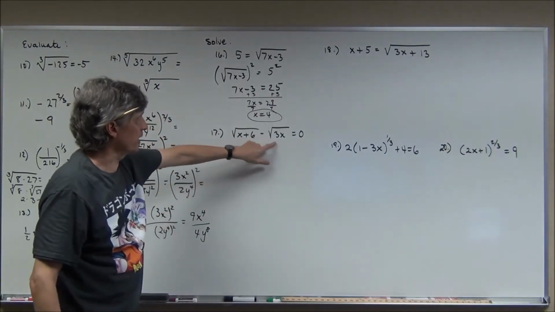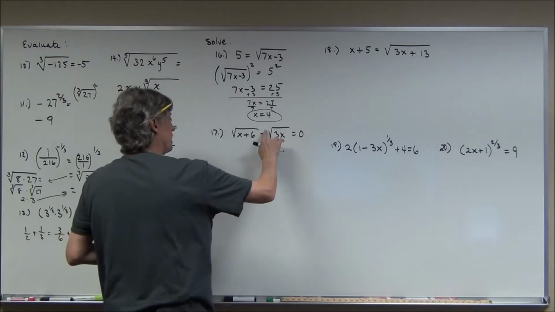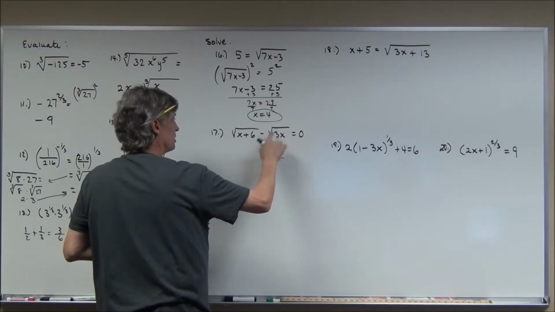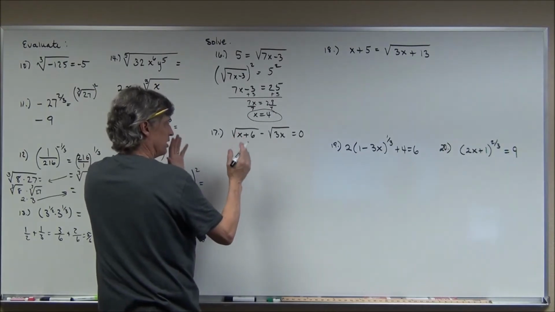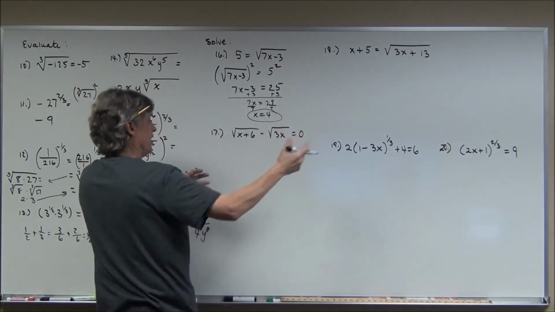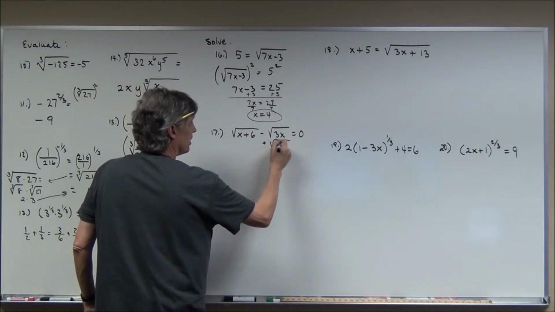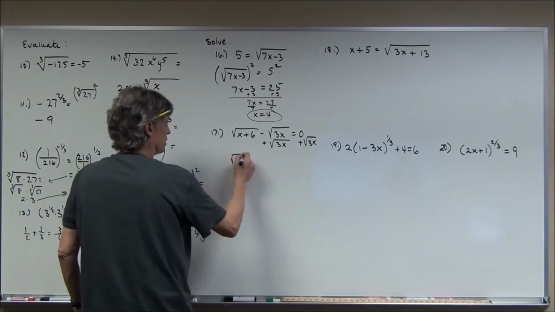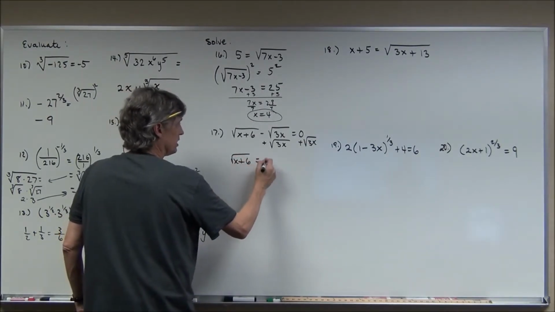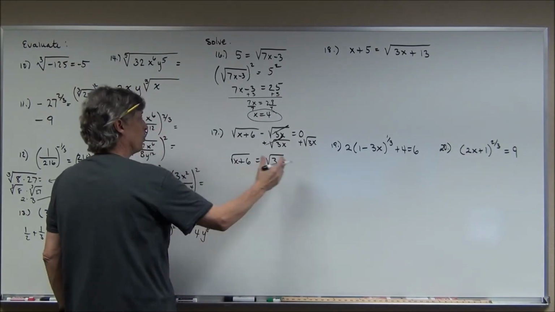This one has radicals, but the radicals are on the same side. What I'm going to do is add this to both sides to separate the radicals and get one of the sides where it's just a single radical. In fact, both sides will be just single radicals. So I'm going to add the square root of 3x to both sides, and I get the square root of x plus 6 is equal to the square root of 3x, because these are going to cancel out. I'm going to square both sides.